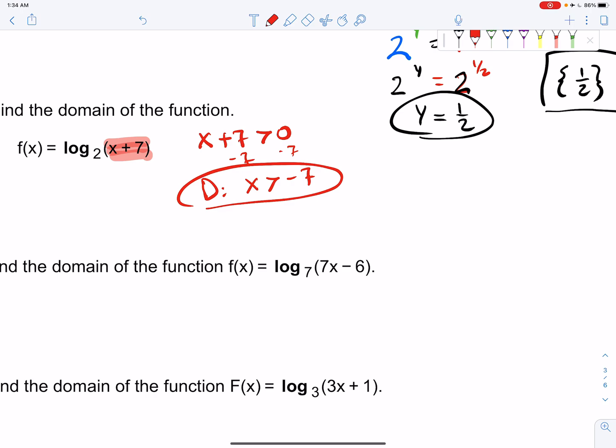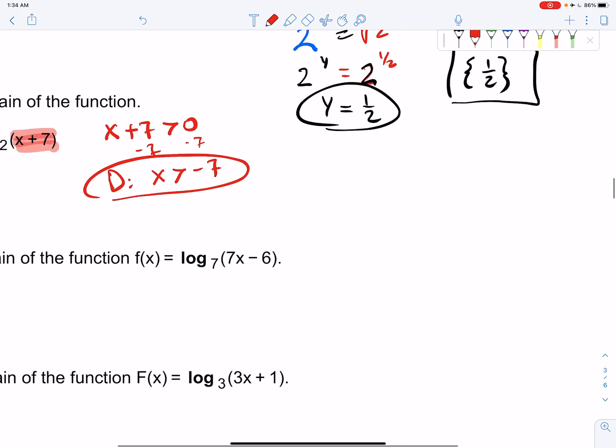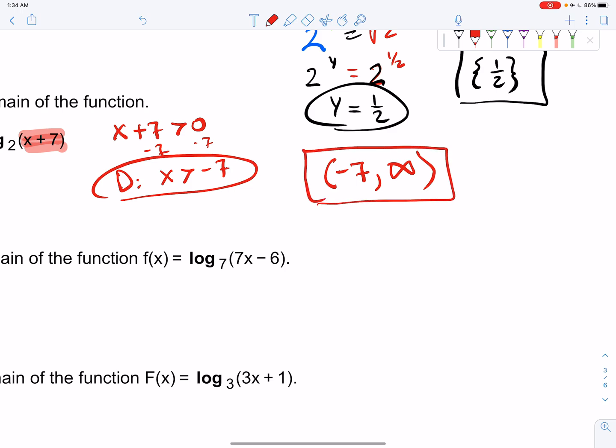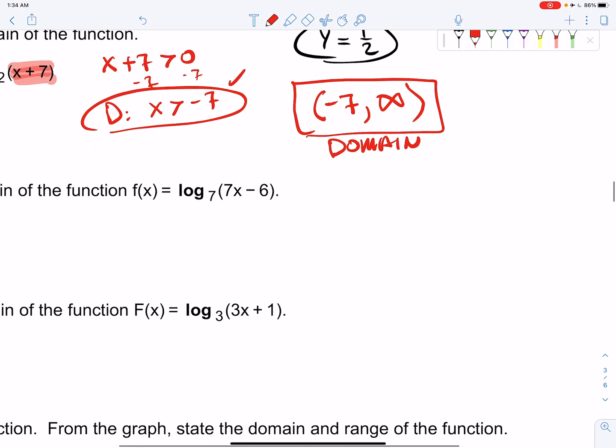Now, this book is asking us, or at least my math lab is asking us, to please write it in interval notation. So if we write this in interval notation, we would just say, well, it must be greater than, it doesn't say equal to, so it starts at negative 7, open, and must be greater than that, so it goes forever up, which goes to positive infinity. So that is the domain. And that's just another way to say the same thing.